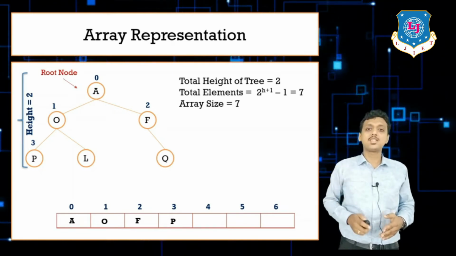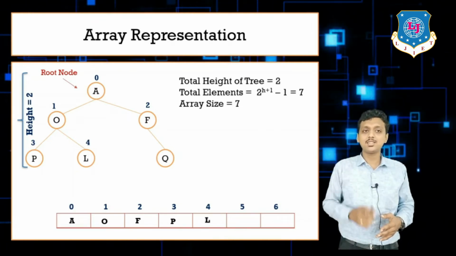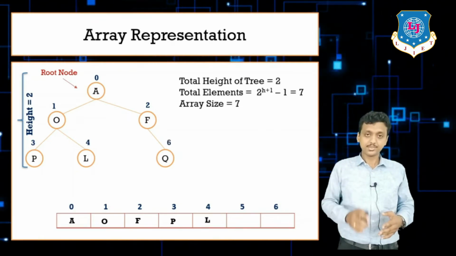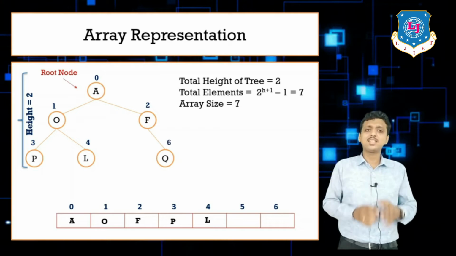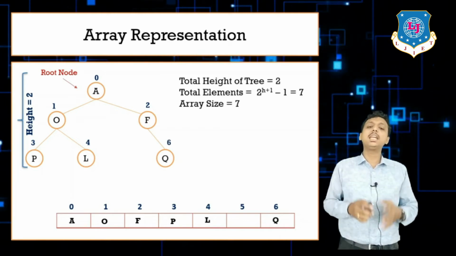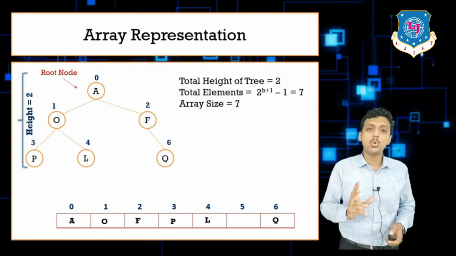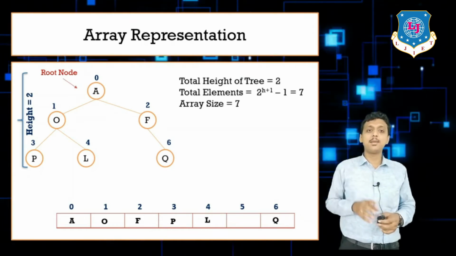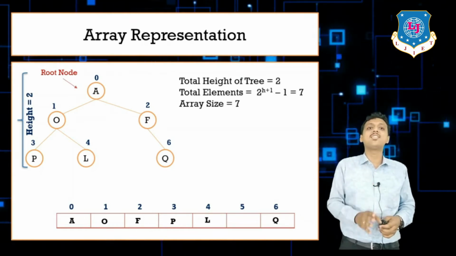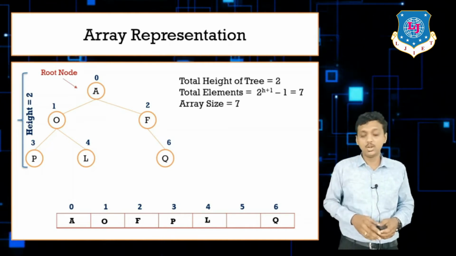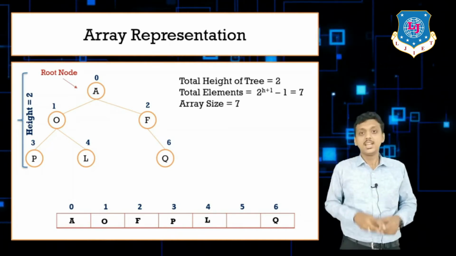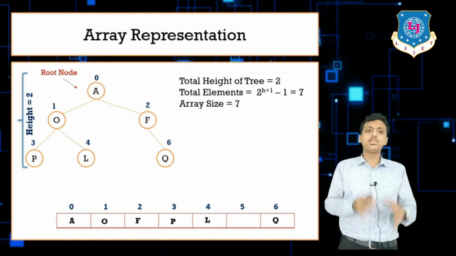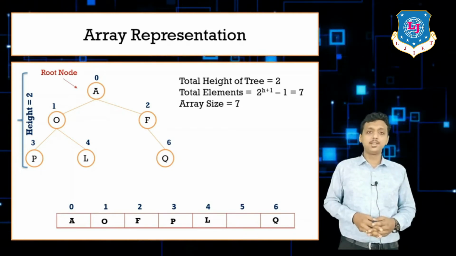Now move towards the sixth one. Our sixth one is Q. Fine. So like this, students, we can represent our tree in an array. If you can see, the fifth index is empty just because F does not have any left child. That's why our fifth position is empty.